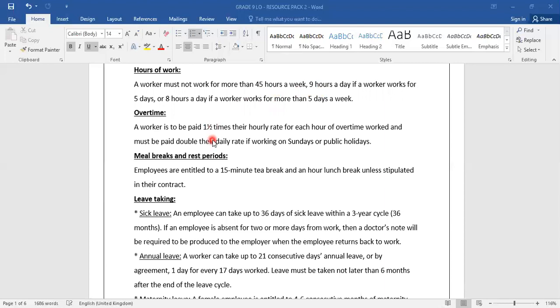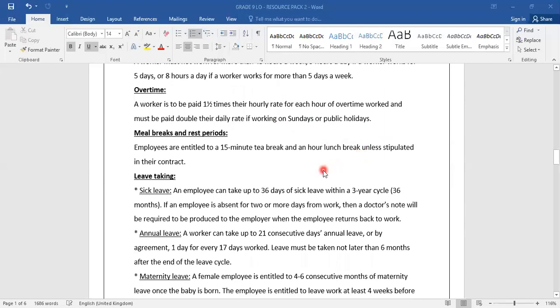If a worker works overtime, a worker is to be paid 1.5 times their hourly rate for each hour of overtime worked, and must be paid double their daily rate if working on Sundays or public holidays. With regards to meal breaks and rest periods, it states that employees are entitled to a 15-minute tea break and a 1-hour lunch break unless otherwise stipulated in their contract.